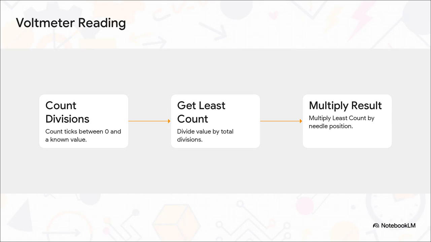Let's say your question shows a voltmeter where 10 tiny divisions equal 1.5 volts. Step 1, count those divisions. Step 2, divide the value by the divisions. So 1.5 divided by 10 means your least count is 0.15 volts for every single tiny tick mark. Step 3, just look at where the needle is pointing. If it's resting on the 12th tick, you multiply 12 by 0.15 and boom, you get a reading of 1.8 volts. Super easy once you know the exact steps.